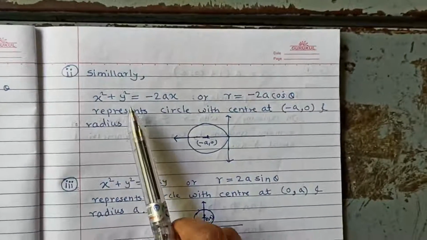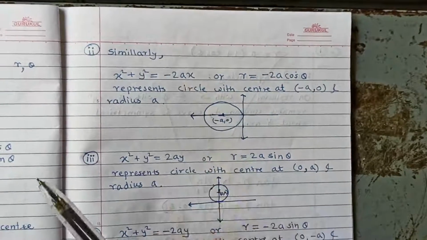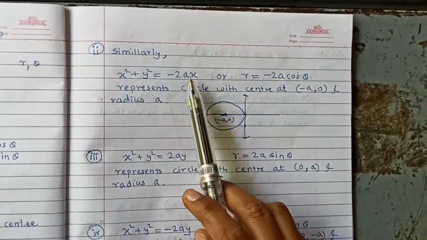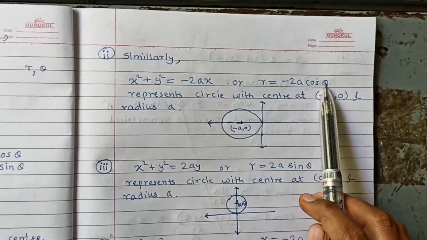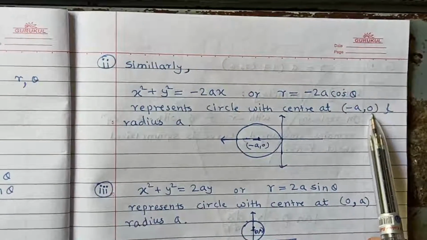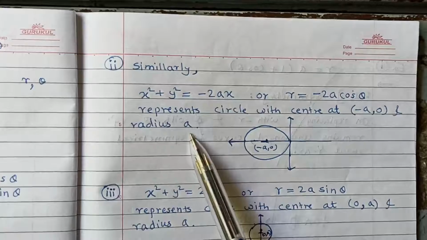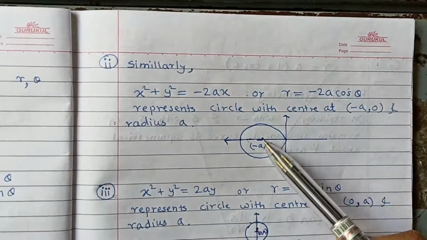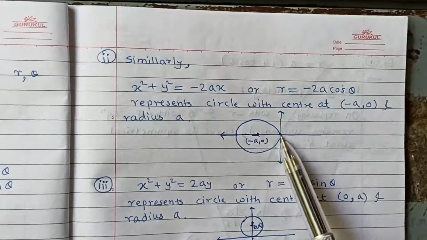Similarly, x square plus y square is equal to minus 2ax. Now you can take the same adjustment as that of the last example. In polar coordinates it will be r is equal to minus 2a cos theta, and this represents the circle with center at (minus a, 0) due to this negative sign, and radius a. So you can see this diagram, center at (minus a, 0) and radius is a.